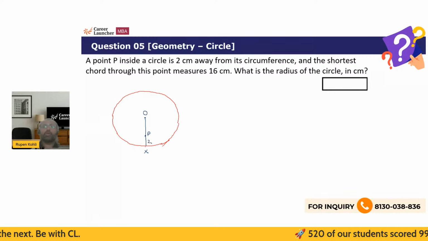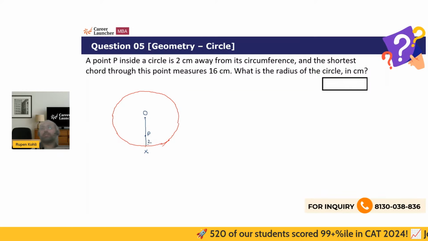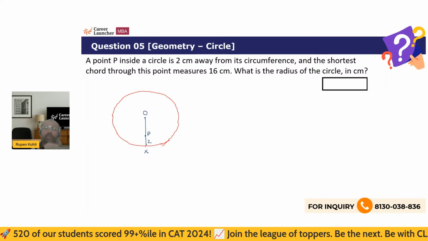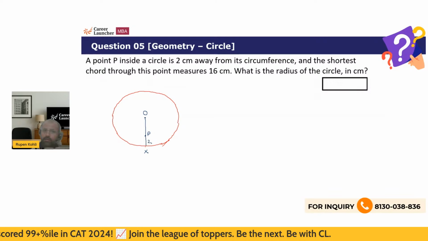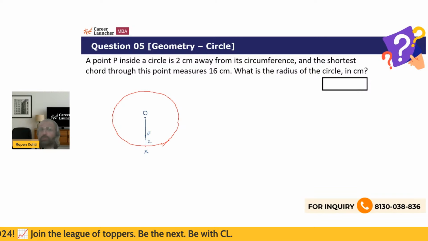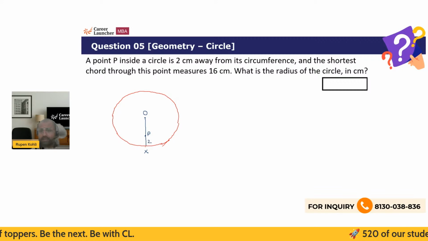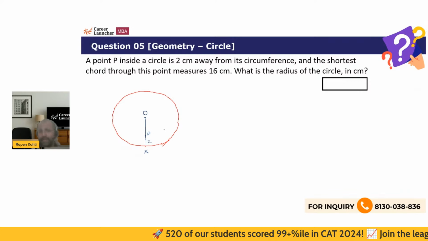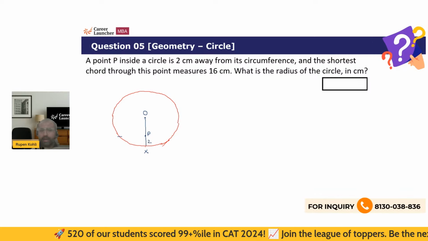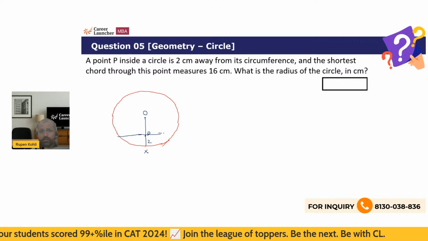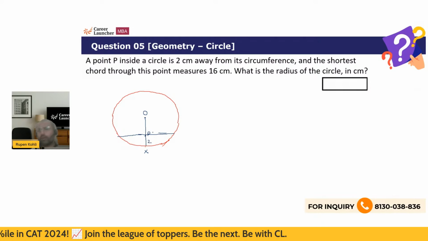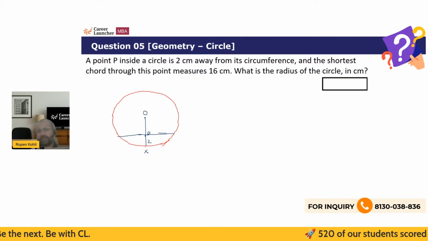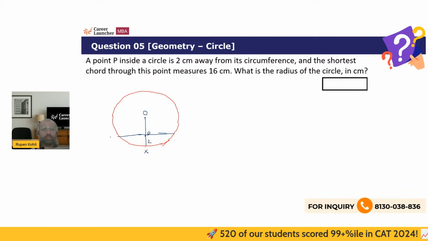Then comes the next point, the shortest chord through this point. The shortest chord drawn through a point inside a circle is that chord which is perpendicular to the radial line joining the center of the circle to that point, which means draw a chord perpendicular to OP like that. So that is going to be the shortest chord through the point P. Of all the chords, there can be infinitely many chords passing through point P. This is the shortest. That is the logic. So let's call this AB.